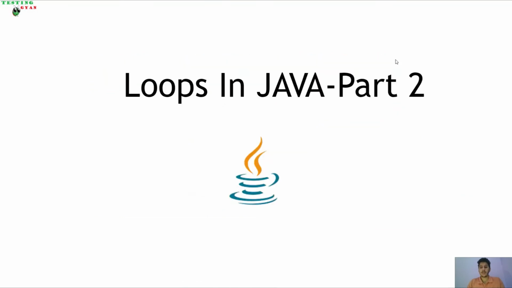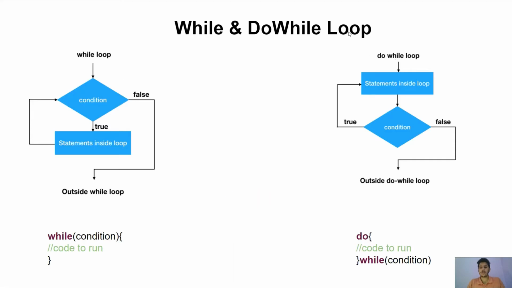In our last video, we discussed the two types of loops, which are while and do while loop. Both of these loops are used to execute a set of instructions in a continuous or repeated manner based on the condition result. In while loop, if condition is true, it will execute the instruction. If condition is false, it will come out of the loop.